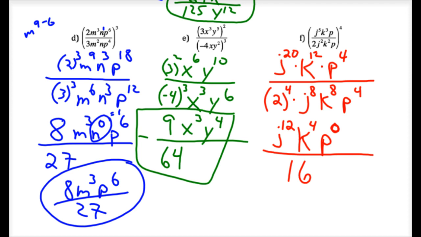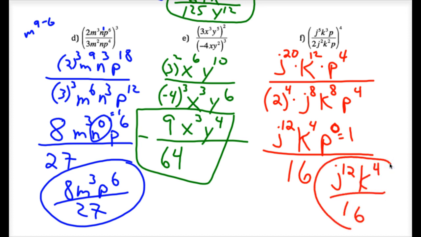And then p to the 0 equals 1. So I can get rid of that. Final answer. J to the 12th, k to the 4th, all over 16. And you're going to box it.